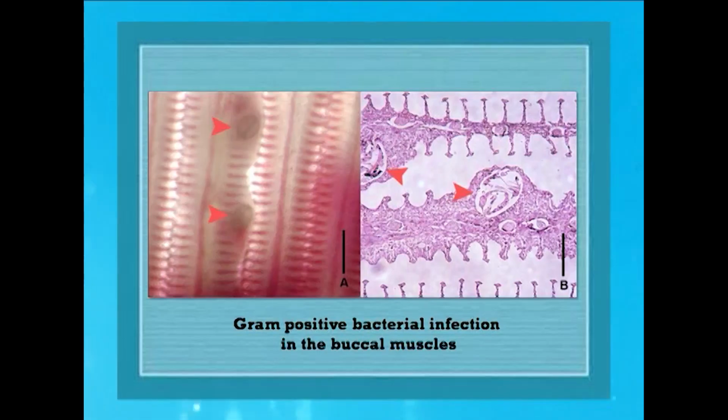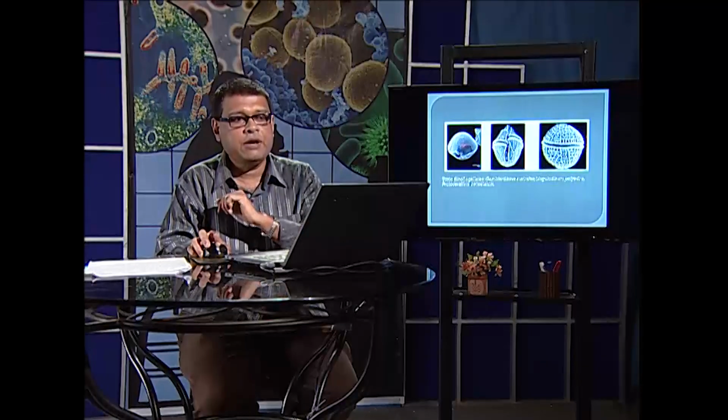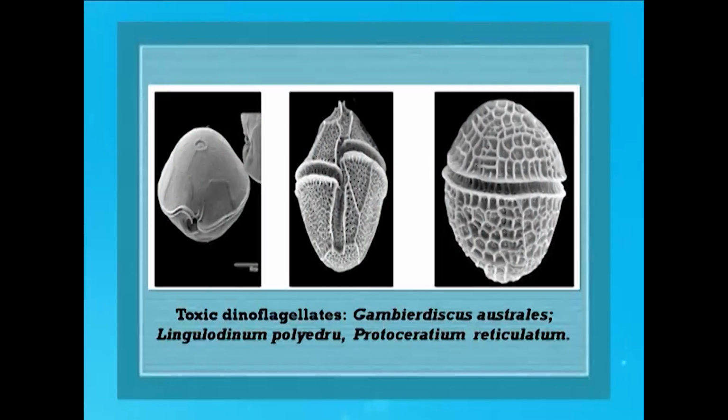A very important point is shellfish poisoning, which is not because of the shellfish, but because of toxic dinoflagellates. These dinoflagellates may be Gambierdiscus, Lingulodinium, and Protoceratium. These are dinoflagellates producing toxin, and this toxin ultimately causes paralysis in humans. So shellfish consumption should be avoided as far as practicable.